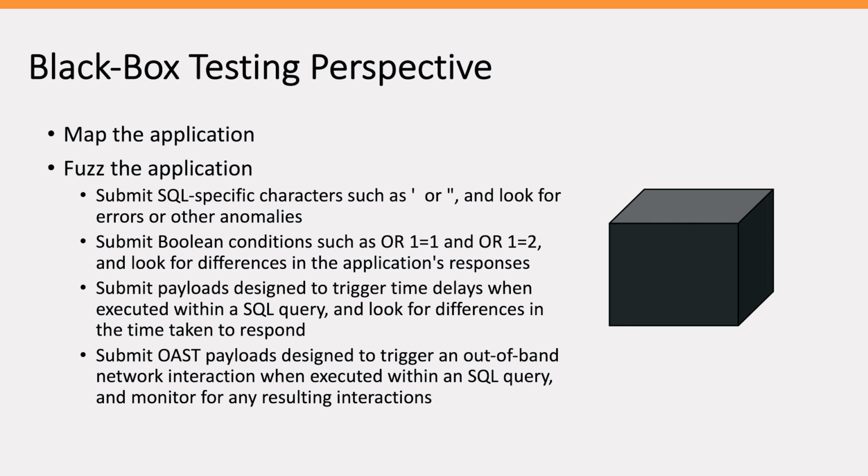So that's a high-level overview of my methodology when it comes to testing from a black box perspective. There's really 2 steps. First, mapping the application, so listing all the input vectors in the application, and then fuzzing the input vectors to see if I can find a SQL injection. And again, when it comes to fuzzing the input vectors, you can refine your requests based on the responses that the application gives you.